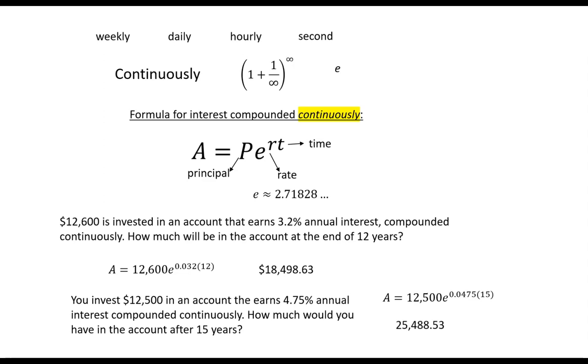Is your answer 25,488.53? If that's your answer, I'm taking off a point. Because the answer to how much would you have is $25,488.53. So we have to remember the dollars in our answer.